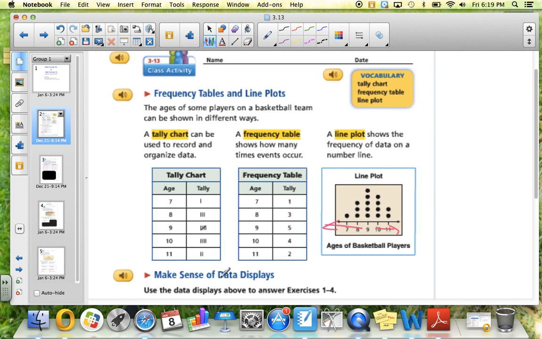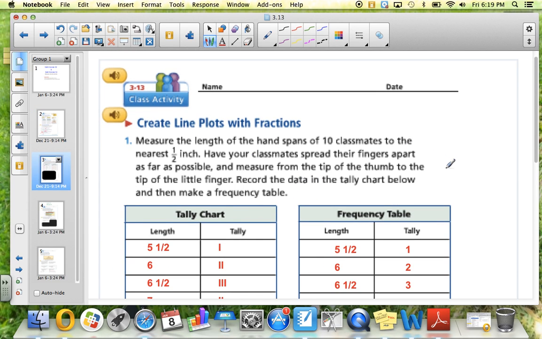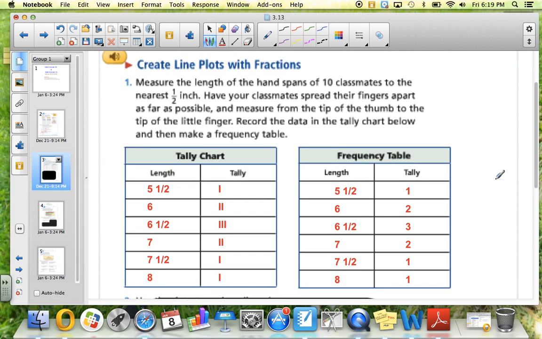So now we're going to turn to the next page in your SAB, page 204. Okay, it says create line plots with fractions. Measure the length of the hand spans of 10 classmates to the nearest half inch. Okay, so this, I'm not going to have you measure each other's hands because you guys are crazy little hooligans and I know it'll take you so long to do it. So I have gone ahead and put in the data I want you to use.